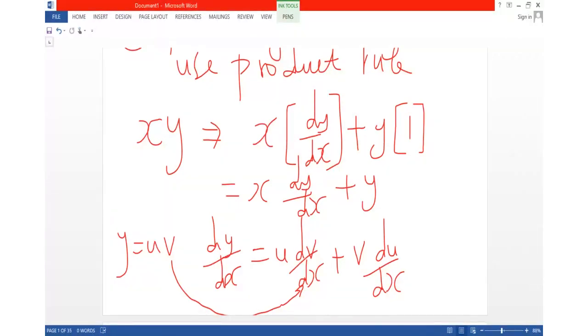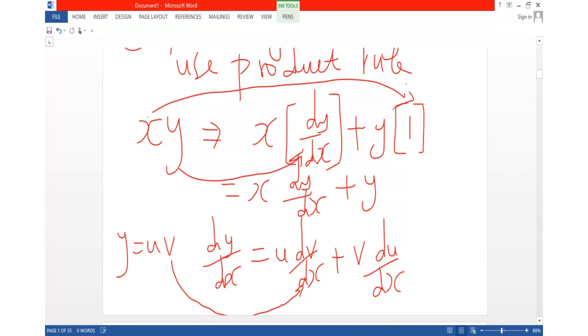You differentiate one, leave the other one as a constant. Then you do the vice versa of differentiating. Differentiate one, leave the other one as a constant, plus the one you were differentiating now becomes your constant, and then you differentiate the other function. Here, x was my constant, so we differentiated the y to get dy dx. Then the other way around, y became our constant, so we differentiated the x to get 1. You can start with any function because it is addition. It doesn't matter.